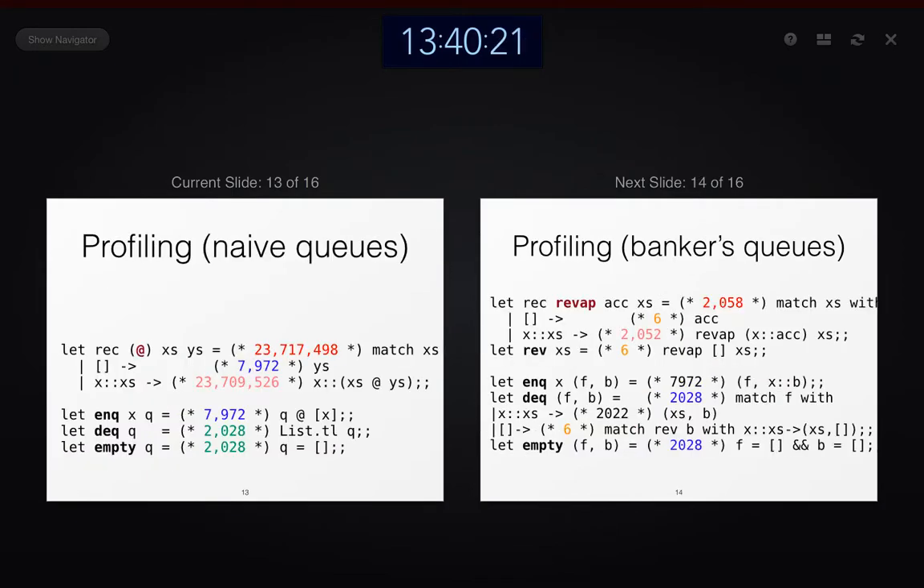So this is how the profiling numbers look for the naive queue and for the banker's queue. For the naive queue, in blue, you can see there were 7,900 calls to enqueuing and about 2,000 calls to dequeuing, and that was matched by the calls to empty because we always test that we're not dequeuing from the empty list. If it's empty, then we stop.